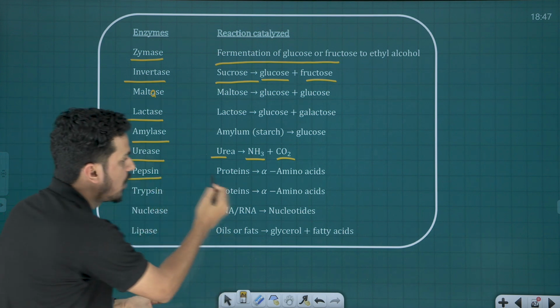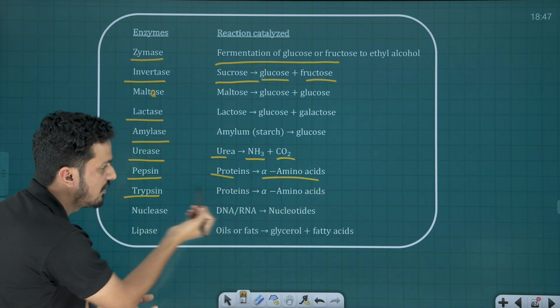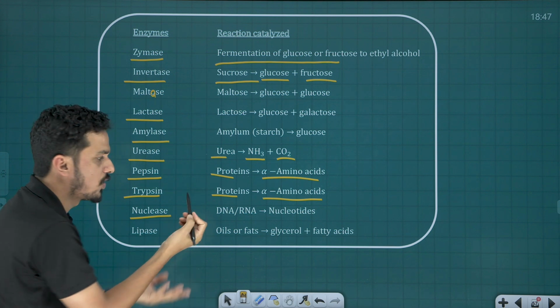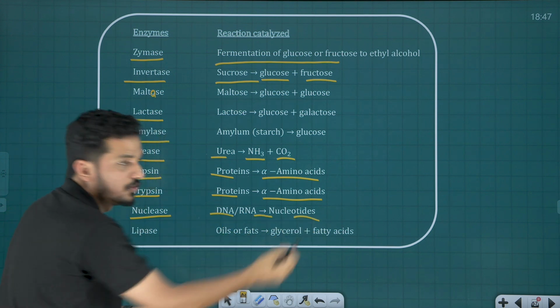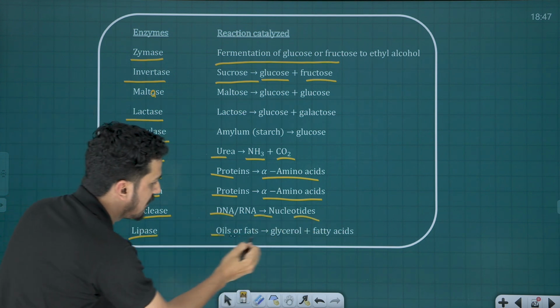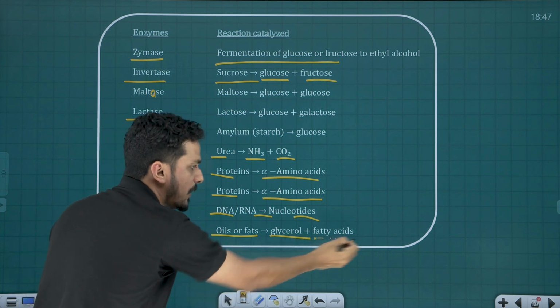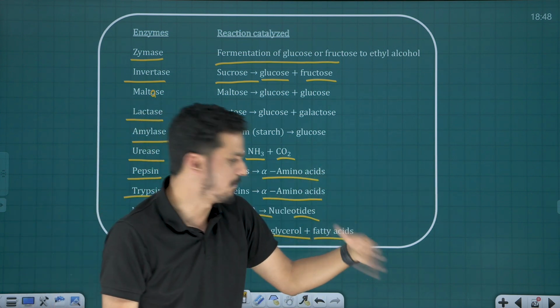Pepsin will convert proteins to alpha amino acids. Trypsin will convert proteins to alpha amino acids. Nuclease will convert DNA, RNA into nucleotides. And lipase will convert oil or fats into glycerol plus fatty acid. This conversion you remember.